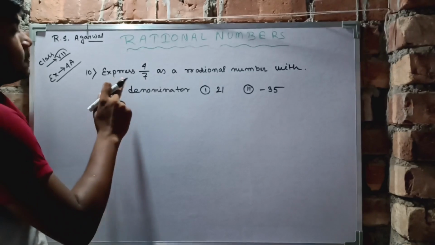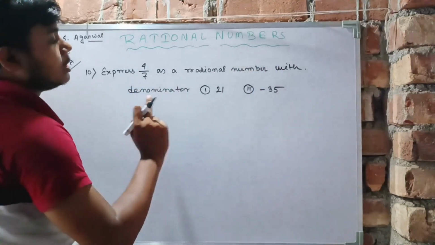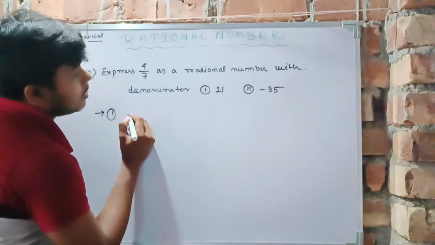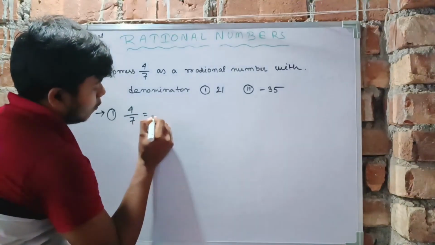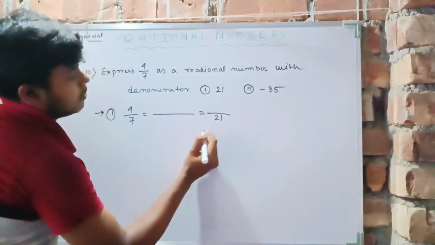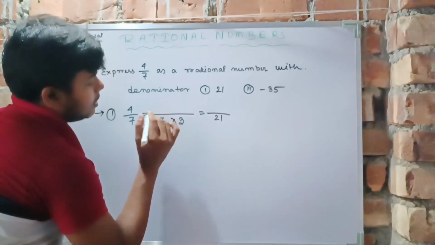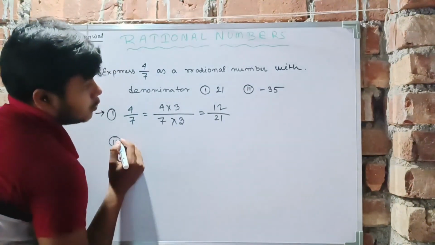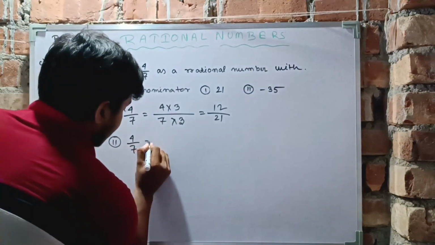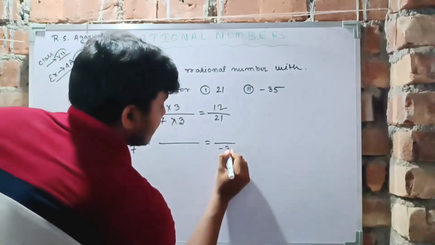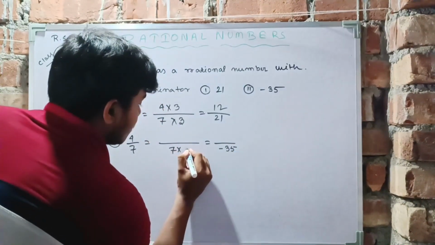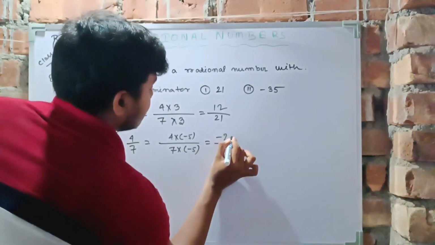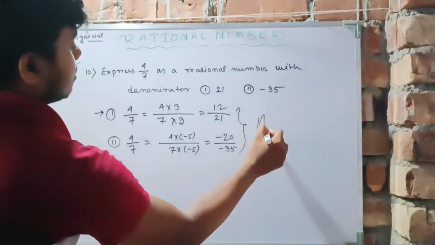Our next problem is express 4 by 7 as a rational number with denominator 21 and -35. Let's do it. Denominator 21, that means 21 below. 7 multiplied by 3 is 21, therefore 4 multiplied by 3 is 12. Number 2, 4 by 7, they have asked us to bring denominator -35, that means 7 into -5, 4 into -5 is -20. This is our answer.